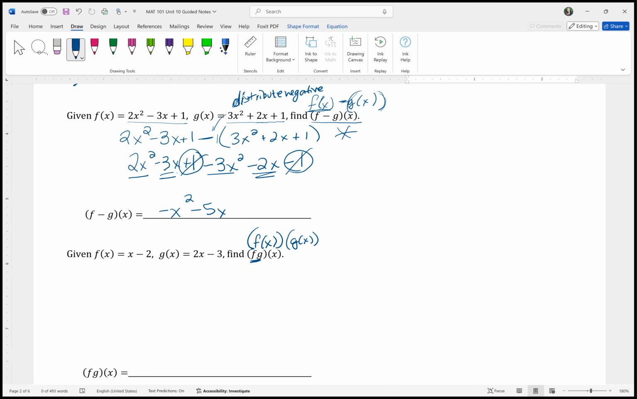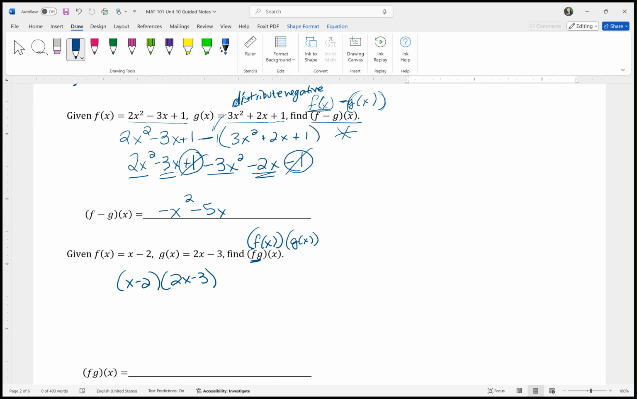So let's do that down here. We're going to have f of x in parentheses. That's going to be x minus 2. And then 2x minus 3 in parentheses. That allows us to multiply everything, both terms together. Now here, however you want to do this, double distribution, FOIL method, box method, use whatever method that you want to use.